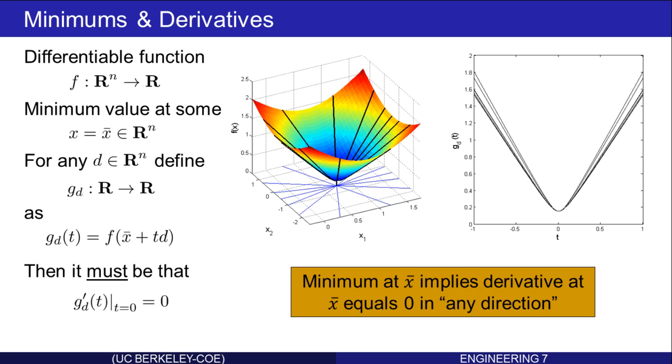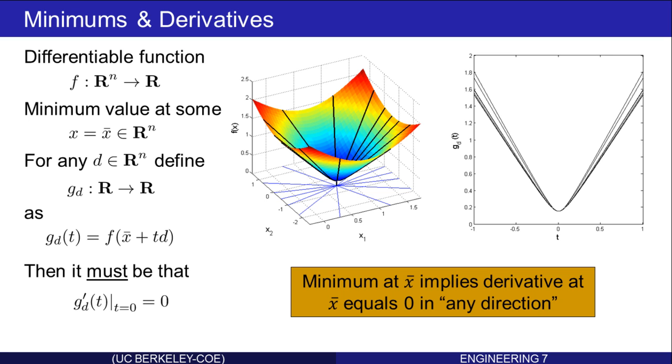Here's a picture depicting the math that we laid out. On the left is the graph of a function of two variables. x1 and x2 are in the horizontal plane, and f of x is on the vertical axis. This function achieves a minimum at approximately x1 equal to 0.75 and x2 equal to negative 0.5. You can see the minimum there marked. Think of that as x bar.